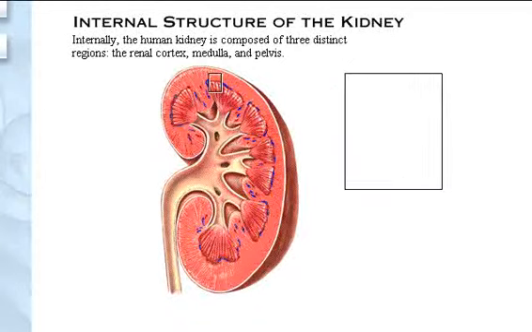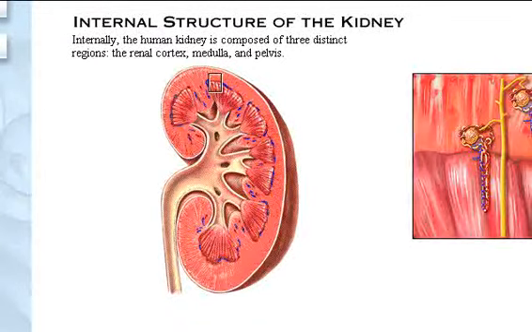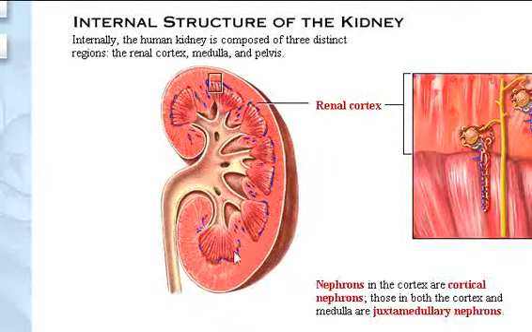Internally, the human kidney is composed of three distinct regions. The first region is the outermost layer called the renal cortex and nephrons, the filtering units that form urine. So all around out here is the cortex. Nephrons: cortical nephrons and juxtamedullary nephrons. Cortical because of their location, they lie largely within the cortex, but their loops of Henle dip into the medulla. Juxtamedullary nephrons have glomeruli that lie at the border of the cortex and the medulla, and their loops of Henle dip deeply into the medulla.